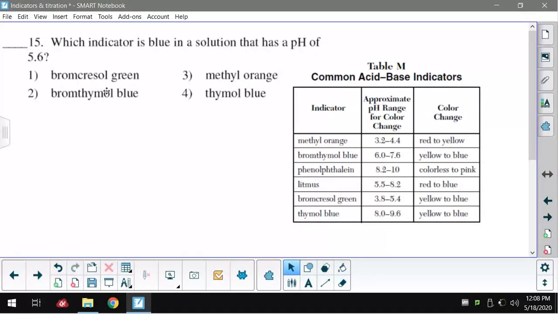Let's keep checking. Bromothymol blue is blue when it's higher than 7.6. Well, 5.6 is below that, so that would still be yellow. Methyl orange never turns blue, and thymol blue is blue when it's 9.6 or higher. That's not a 5.6, so it's going to be bromocresol green. Hopefully that helped. If you didn't get any of that or missed some of it, ask me some questions.